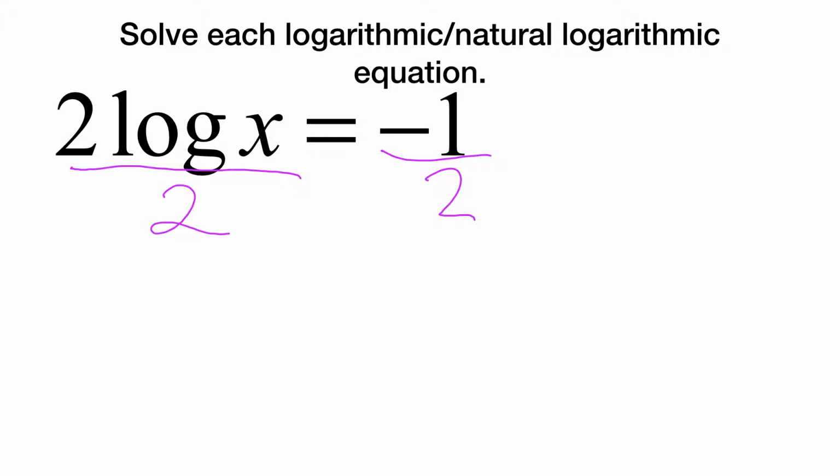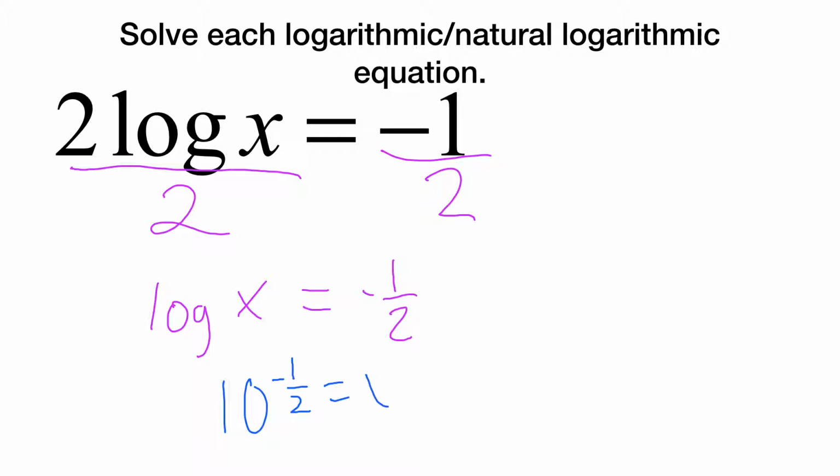That means the log of x is equal to -1/2. Then I just write 10 to the -1/2 equals x. Now, let's remind ourselves, if it's negative, that means it's going to be in the denominator. So that means 1 over. But 10 to the 1/2 is the same as the square root of 10. And that would equal x.